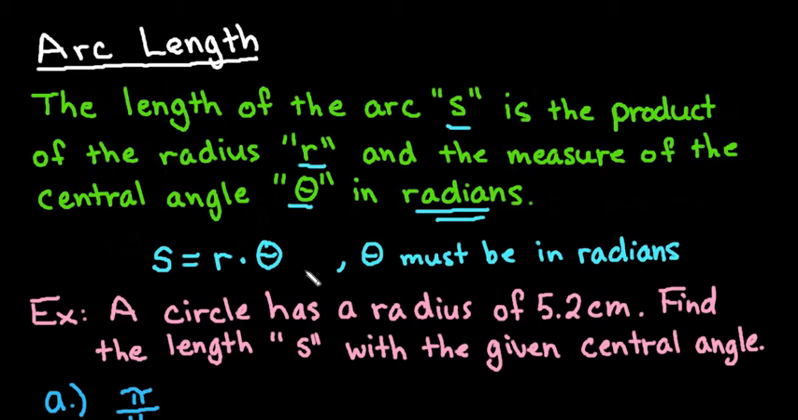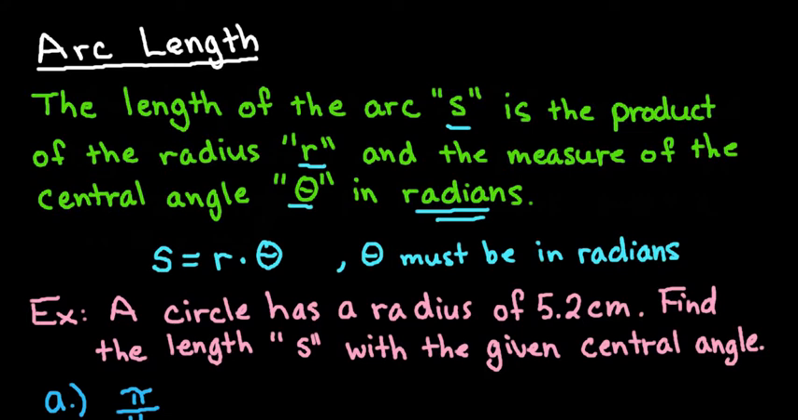In this video, what I want to do is talk to you about finding arc length. The length of the arc S, we're using S to denote the length of the arc, is the product of the radius, which we are using R, and the measure of the central angle theta. And theta must be in radians. It's very, very important that you have this in radians. So the length of the arc S is equal to R times theta.